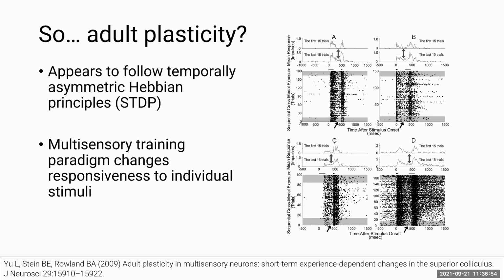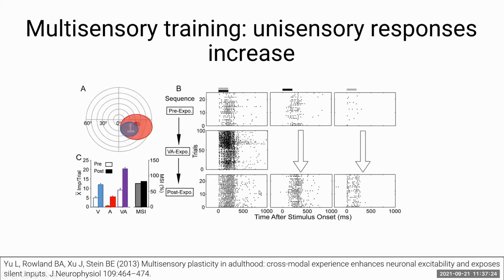And when you repeated this slightly temporally asymmetric pairing, what you found is increases in the responsiveness to the first stimulus in that pairing, which is what you would predict from these temporally asymmetric Hebbian learning rules. This was our first study of it, and it showed that you can use multisensory plasticity to change the neuron's responses to the individual sensory modalities. So that got us started thinking about that.